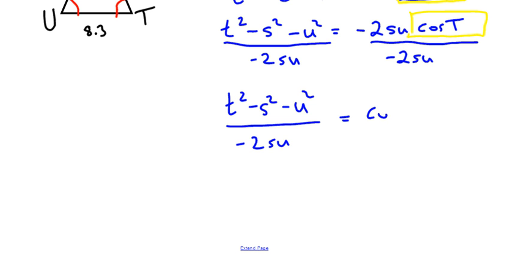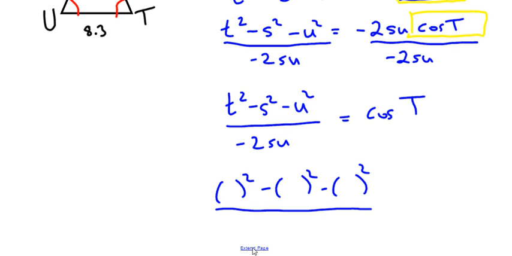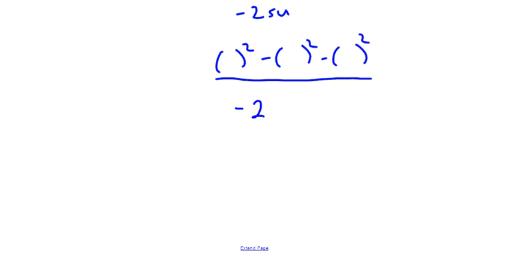And what I'm left with on the right is just the cosine expression. And that's what I want, because if I can find cosine t in one calculator button, I'll know what t is. So now I'm ready to substitute into this equation. So t squared minus s squared minus u squared divided by negative 2su. All of that will equal cosine t.